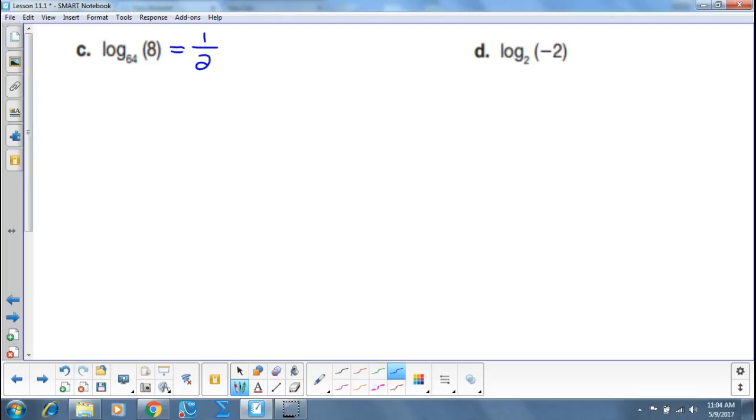So what I want you to do is come up with 2 equivalent expressions that are also the same as 1/2. Alright? Go for it. So give me one. Give me an equivalent logarithmic expression.